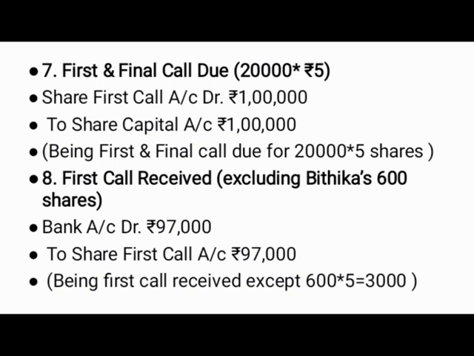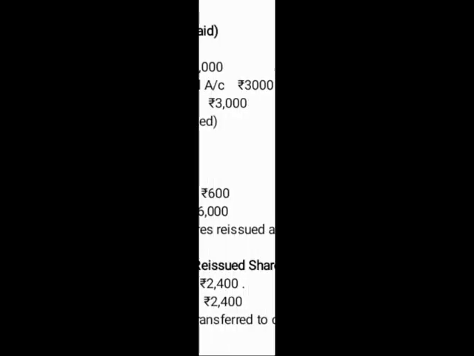The next one, we have to give the due money for the first and final call. That is 20,000 shares at rupees 5, that is 1 lakh due from the investors for the first and final call. Here 600 shareholders failed to pay the first and final call, so we have to reduce that money. Afterward, we post the journal of bank account debit to first and final call, reducing 600 into 5. So 97,000 only I have to post here.